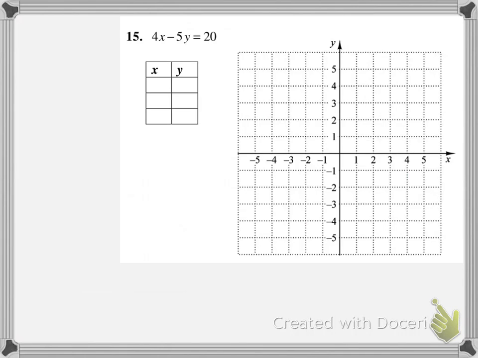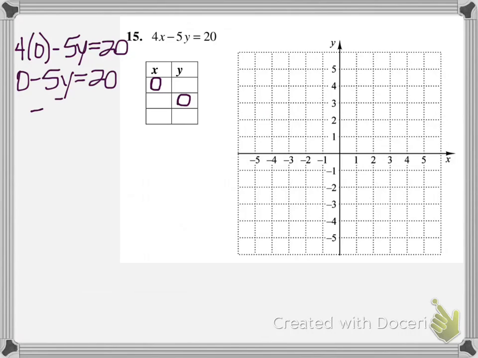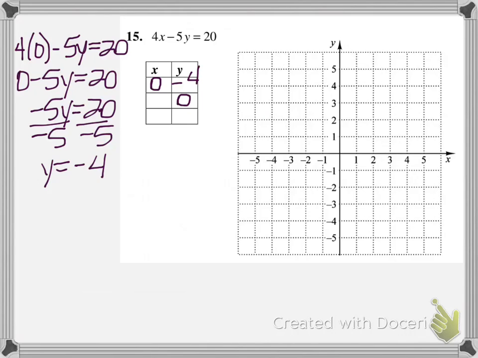Okay, here's another one. So we're going to graph using intercepts. We're going to plug in 0 for x, find out what y is, and then we're going to turn around and plug in 0 for y to find x. So 4 times 0 minus 5y equals 20. 4 times 0 is 0. 0 minus 5y is minus 5y. And last step, divide by negative 5. So y equals negative 4. So when I plug in 0, I get negative 4 for y.